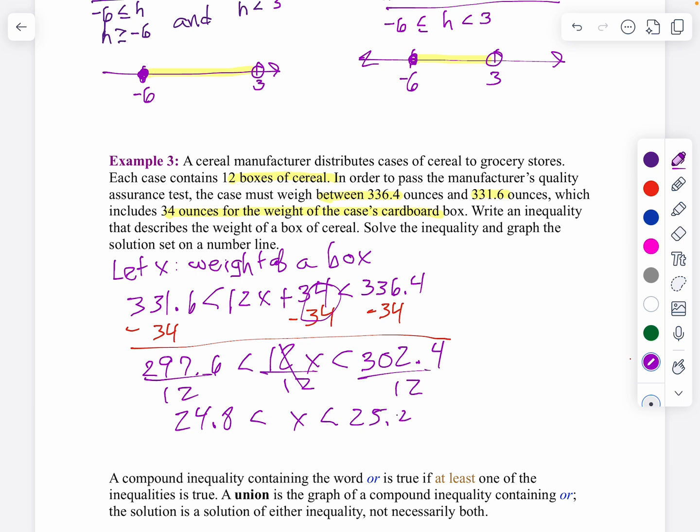So I'll make my number line. I have to have 24.8 and 25.2 in my number line. I can have other numbers, but I want those at least. And then I want to go in between them, so open circle at both of them. And then I'll shade in between them.